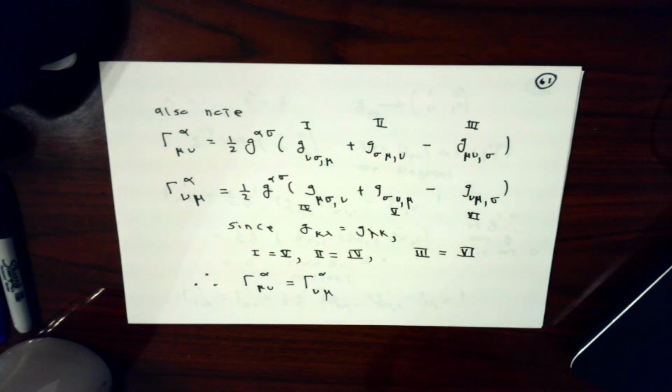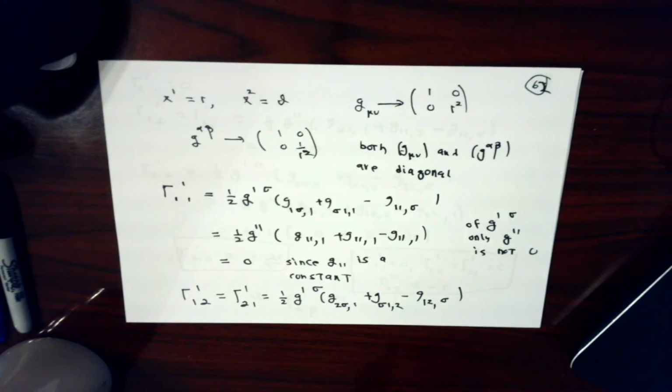If you look at the terms that I put Roman numerals above, term number 1 is the same as term number 5 because the metric is symmetric. Term number 2 is term number 4, and term number 3 is term number 6. So just directly you can see that gamma alpha mu nu and gamma alpha nu mu are always going to be the same for coordinate bases. What that means is I don't have to calculate all of these things because some of them are equal to some of the other ones.